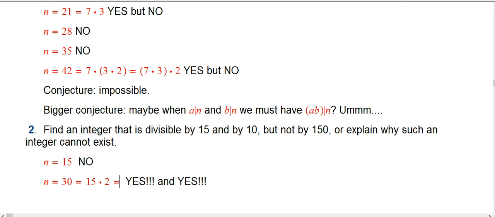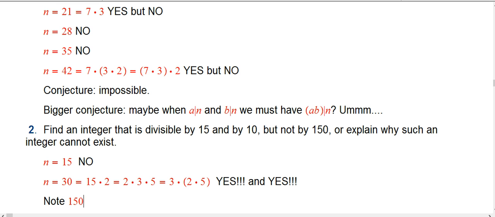Let's go ahead and prime factorize it. That's 2 times 3 times 5. Hey, you know what? That 5 can be used not only to show that it's divisible by 15, but because that's a factor of 10, it can be used to show that it's a factor of 10 as well. And so that 5 gets shared. Because it's a shared factor of 15 and 10, it can be shared in this calculation. And this thing doesn't have to be a multiple of 150.